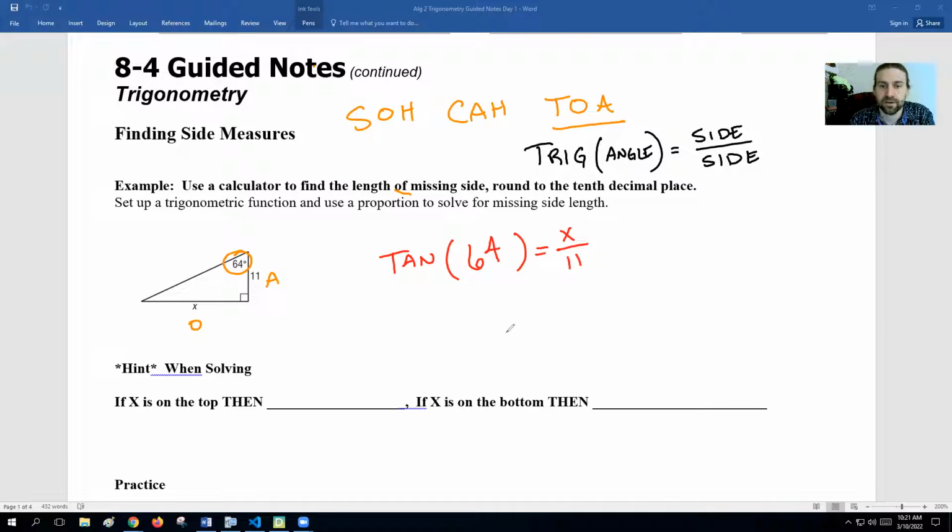There's a nice little trick here that we can do. If x is ever on the top of the fraction, if it's up high, you multiply. And later on, we'll see some more examples. If x is ever down low at the bottom, you divide. All right, so to find x, it's going to be 11 times the tangent of 64. Okay, so that's really the only math that you have to do. The rest of it is the calculator doing the work for you.